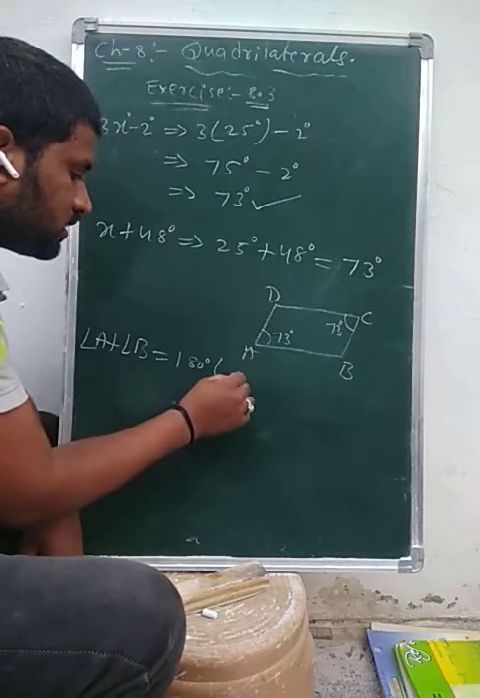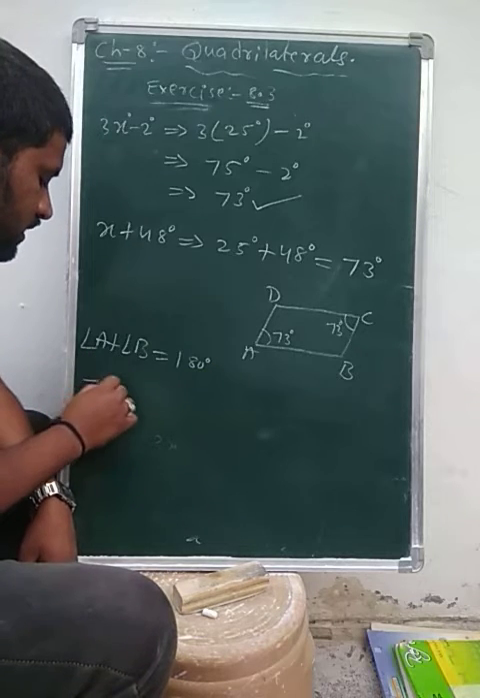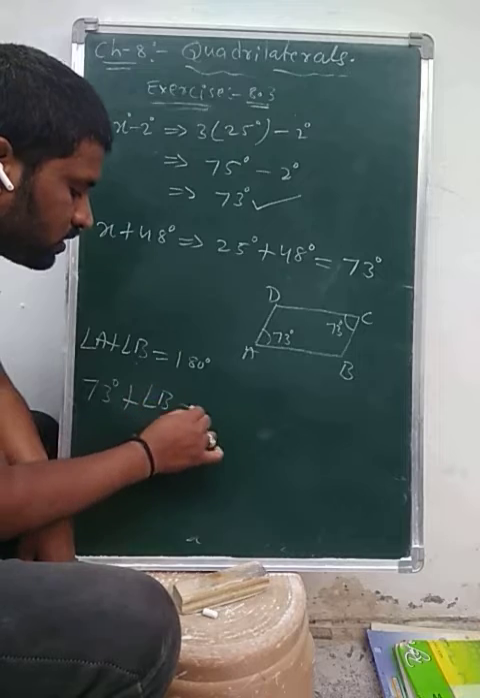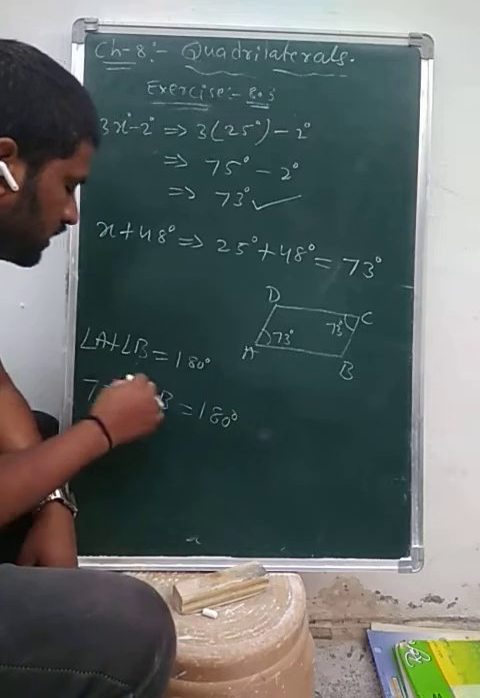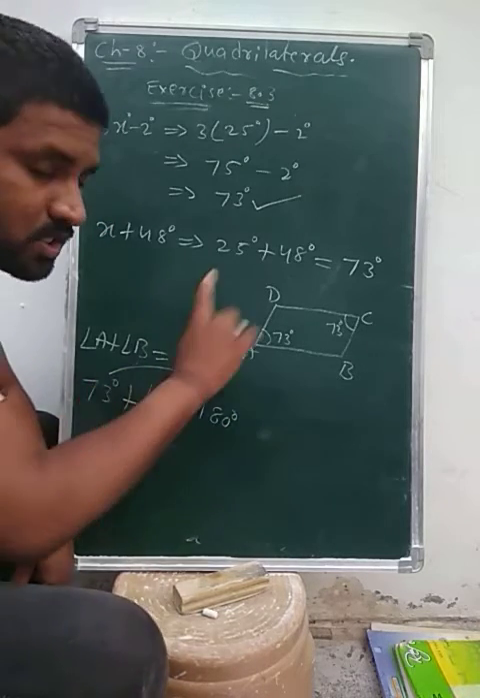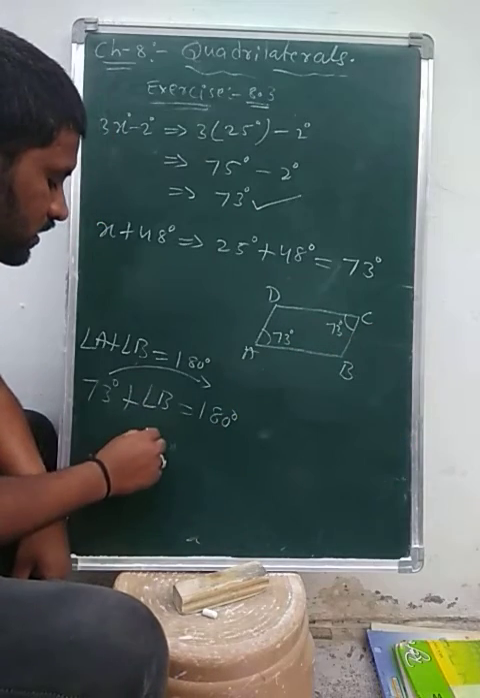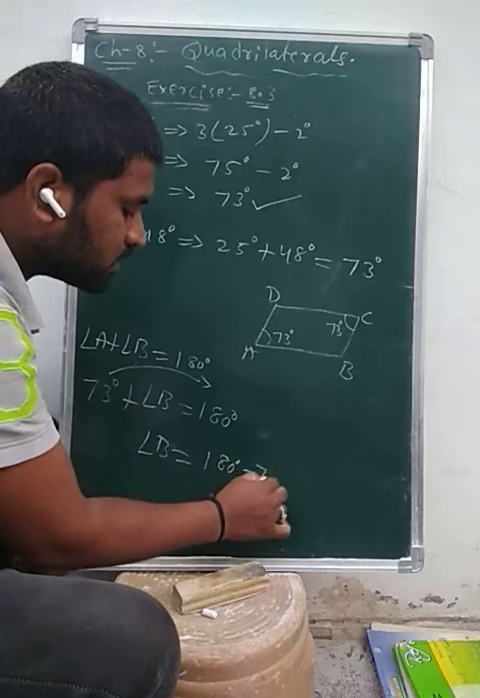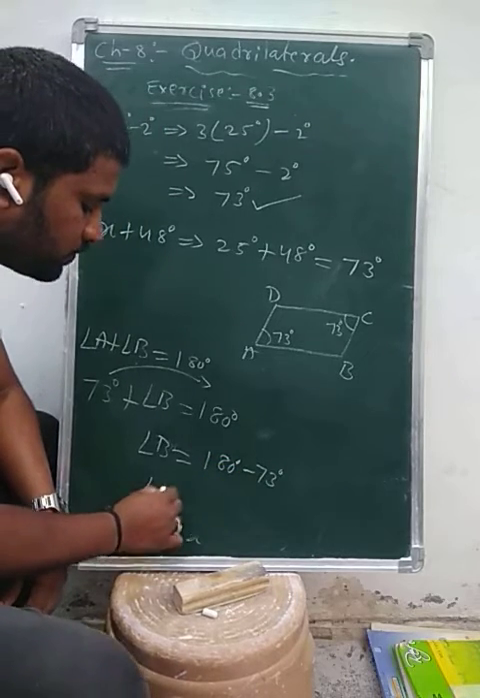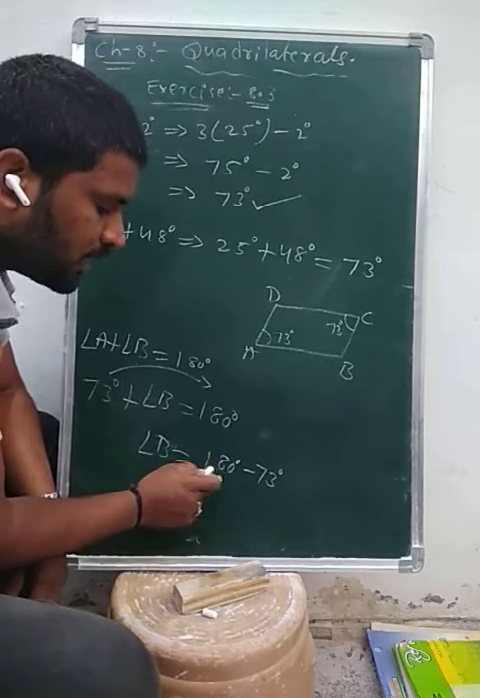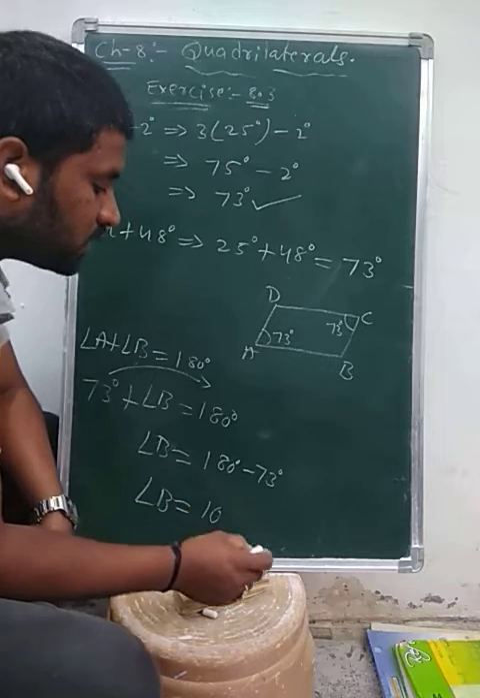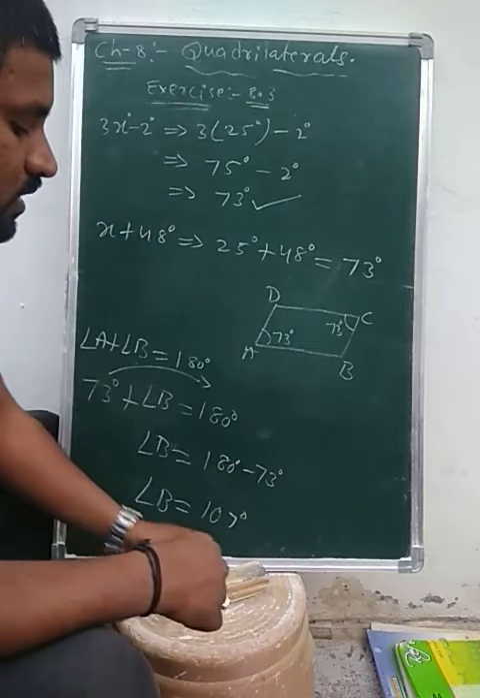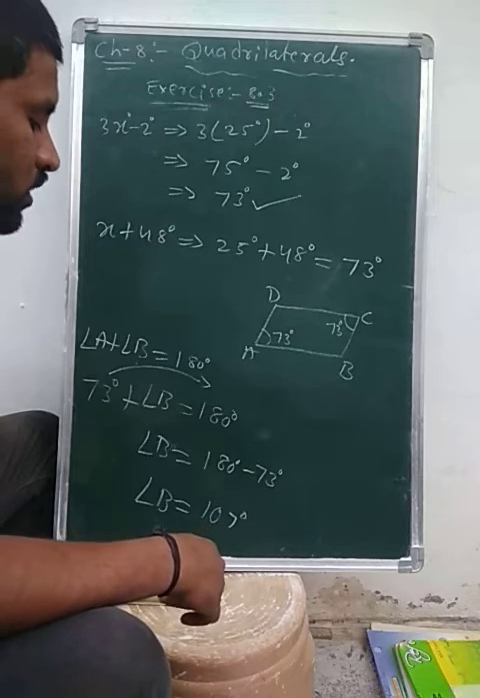So that is angle A, that is 73 degrees, plus B, which we don't know, equals 180 degrees. Then 73 is transposed to the RHS. Then angle B equals 180 degrees minus 73 degrees. Angle B equals 180 minus 73, that is 107 degrees.